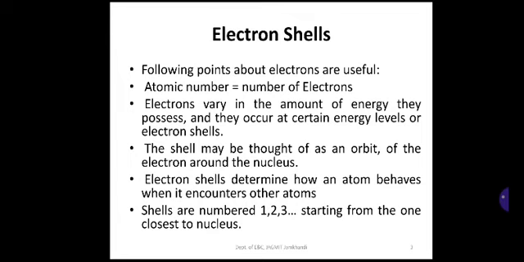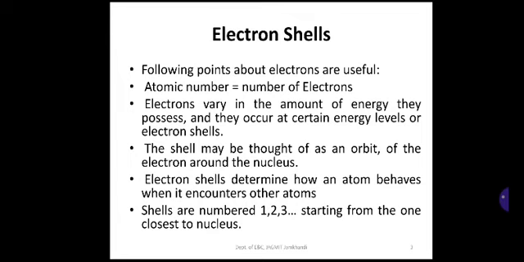Similarly, the atomic number of carbon is 6, so the number of electrons present in carbon is also 6. So atomic number is equal to number of electrons. This is a very important point. Now the other points.